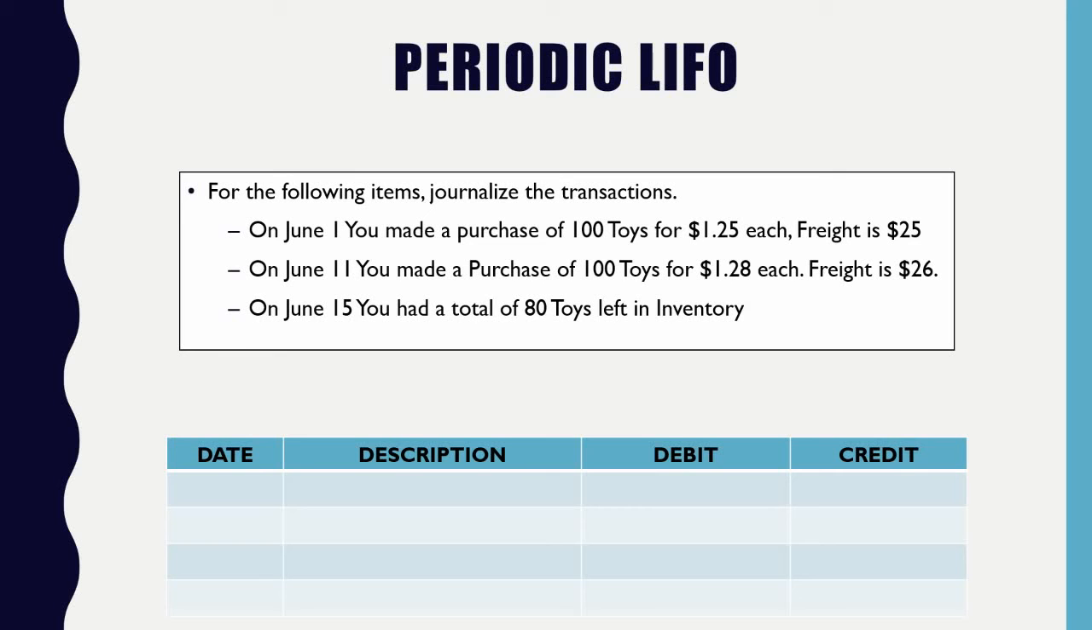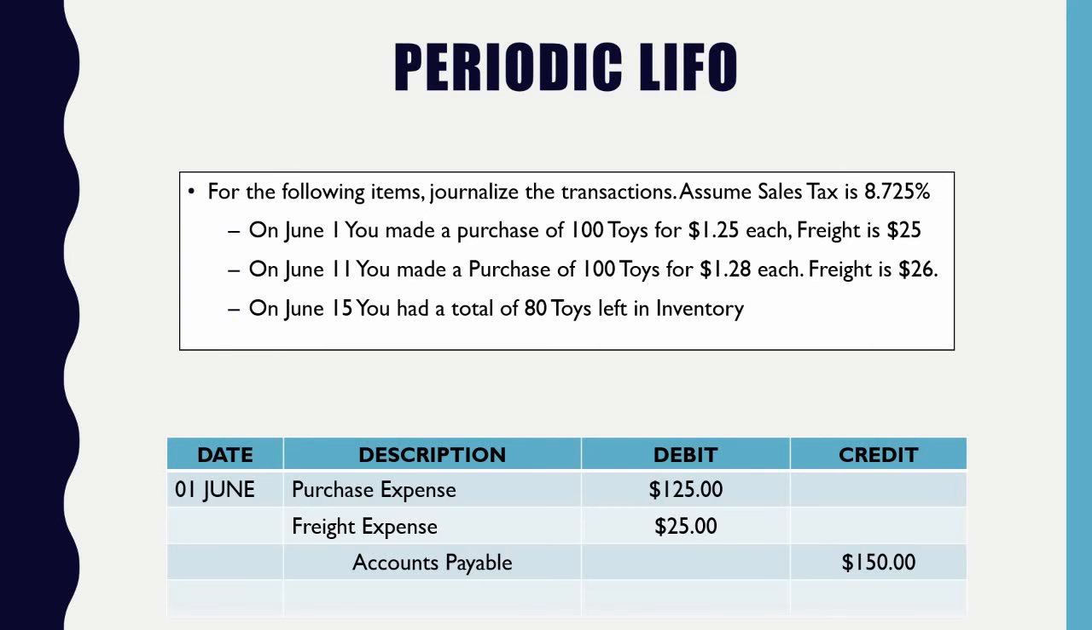Well, June 1, purchase expense, 100 times 1.25. Yes, so that's $125. Correct. And then we need to include freight expense, $25. That's correct. And we'll get a total of, assuming we're going to put everything on accounts payable, your total should be $150.